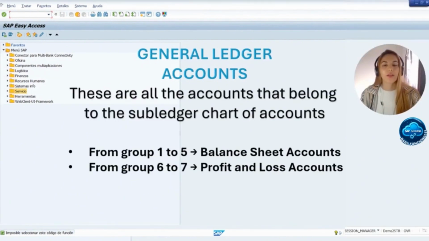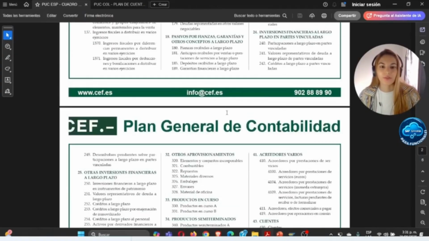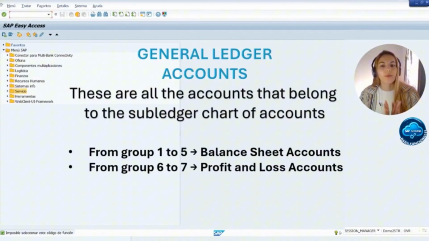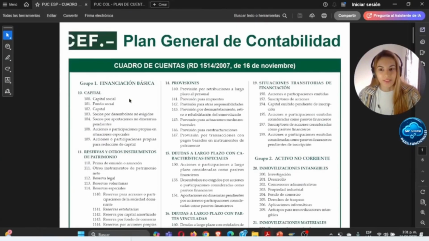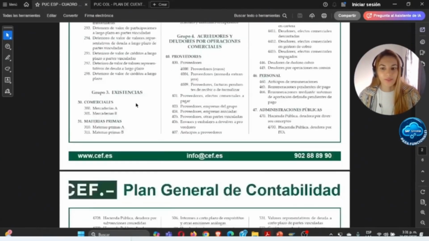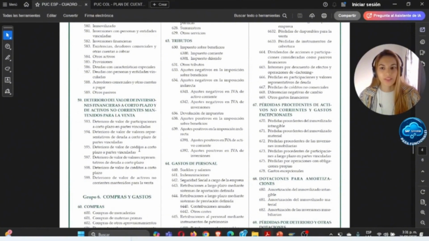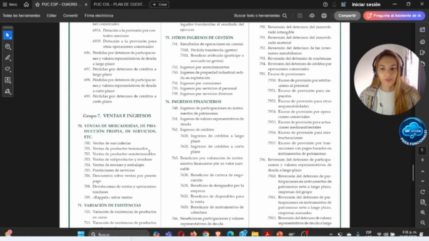Well, general ledger accounts are all the accounts from the auxiliary accounting plan, that is the PGC, the general accounting plan. This is the one used in Spain. Accounts from group 1 to 5 are balance sheet accounts. We can see it here to 5. And accounts from 6 to 7, these up to 7, are income statement accounts.